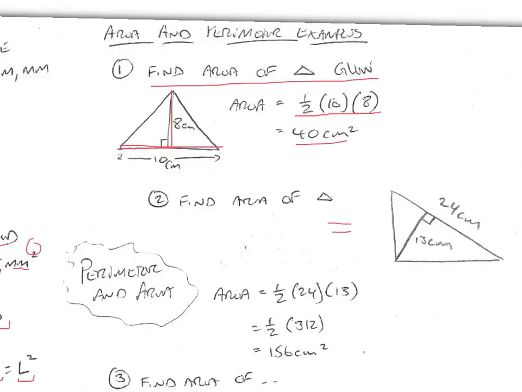Look at this triangle here. Here we have a dimension of a line, 13 centimeters, which is perpendicular to this side here. So we will call this side our base, and we'll use this as our h because it's perpendicular to the base. So our area is half 24 times 13, and that's equal to 156 centimeters cubed.